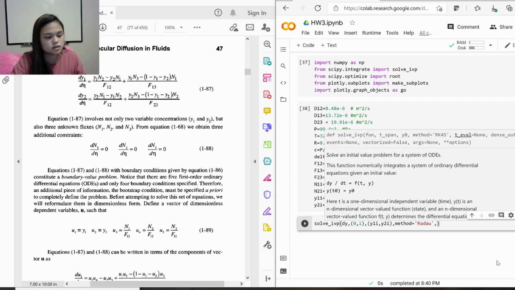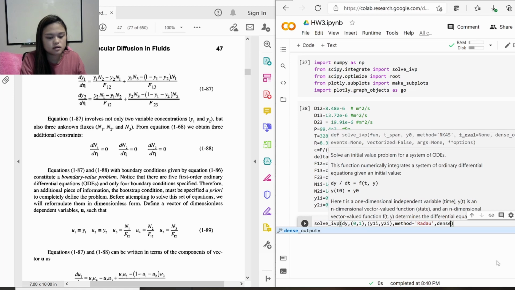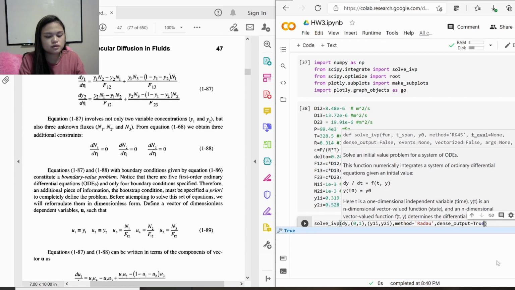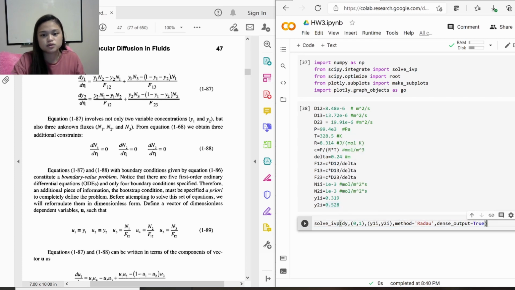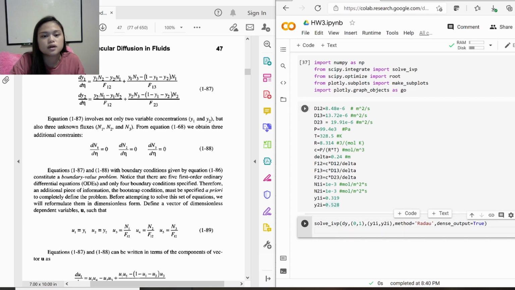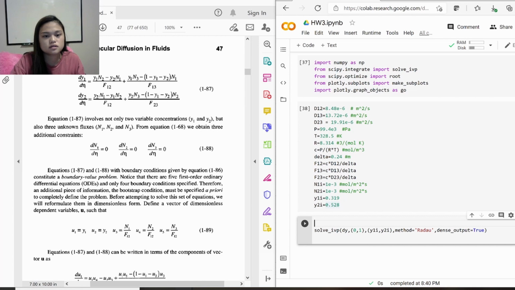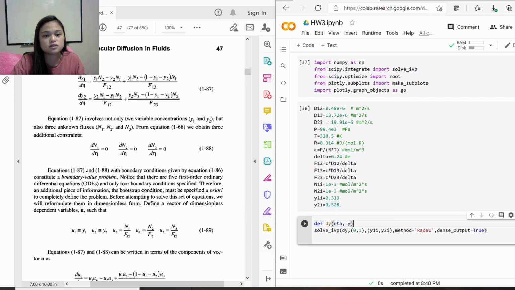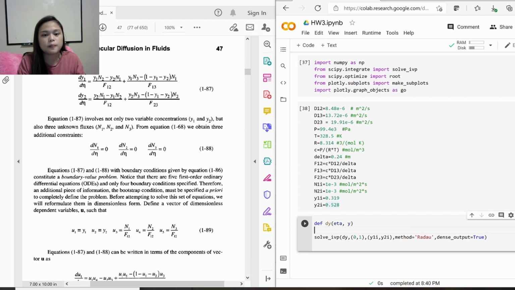And then I just want to put dense output equal to true, so that we can evaluate the solution at any point, at any time. Okay, so now we need to define that function. So we're going to define dy, and then we're going to say eta and y, so the array of our mole fractions for acetone and methanol.